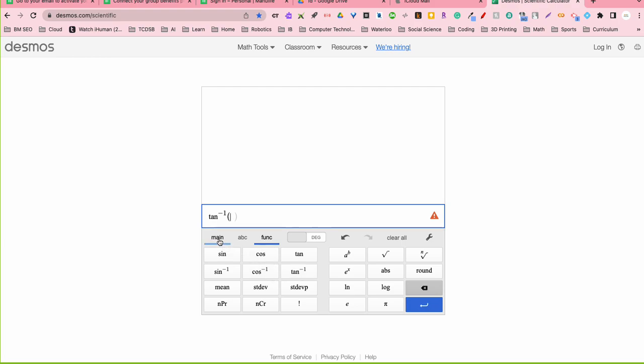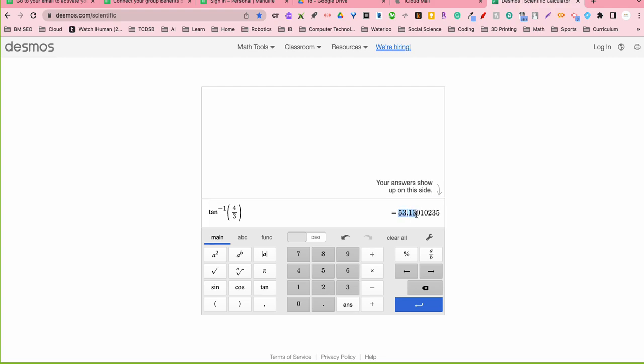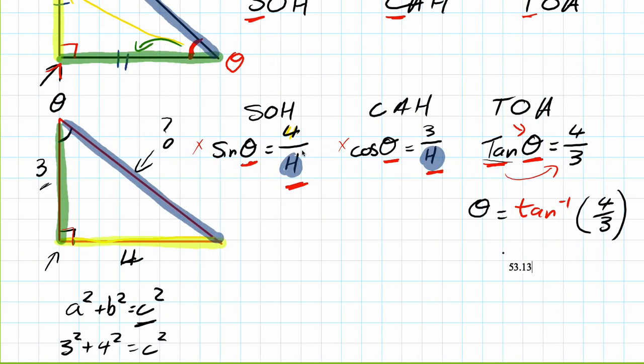Now what I can do is I go back to my main, and I have 4 divided by 3. What's great about this calculator is it calculates right away, and we end up with an answer. Our answer is 53.3. In fact, I think I might be able to copy and paste that. Can I paste that in here? Maybe. Oh, super cool. Okay, I'm going to go back. I pasted in my answer. Save me from trying to solve that.